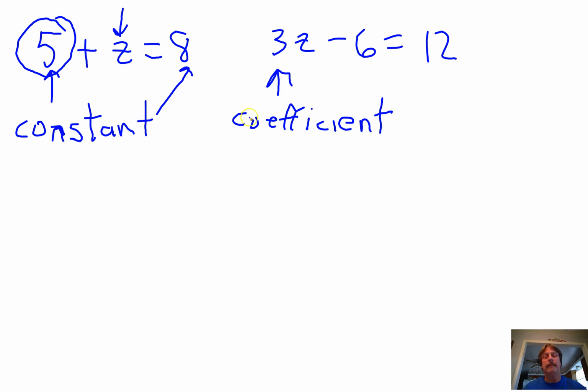Here I had mentioned we have to get rid of the coefficients. Well, a coefficient is what multiplies the variable. So it's right up here in front. That's the coefficient. So we're going to have to find ways to get rid of that. Of course, you would get rid of the constant first, and then you would get rid of the coefficient, and we're going to show you what we have to do there.